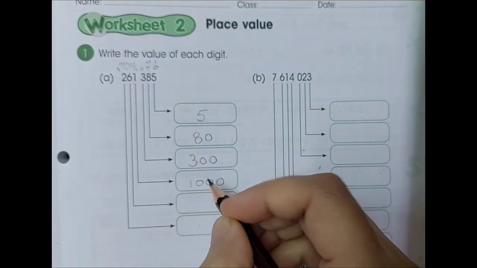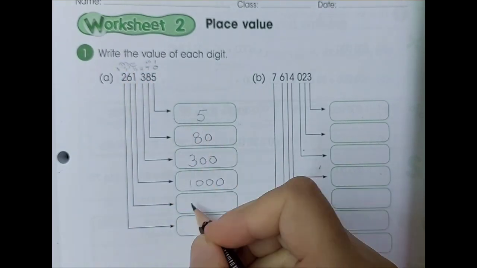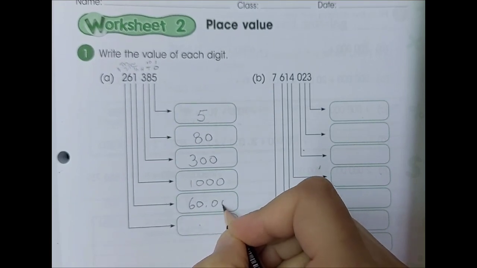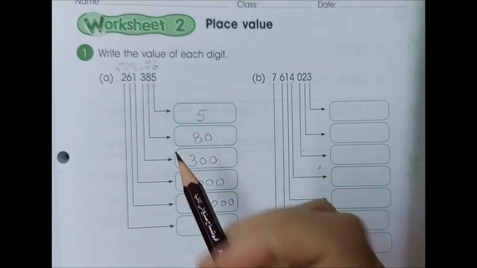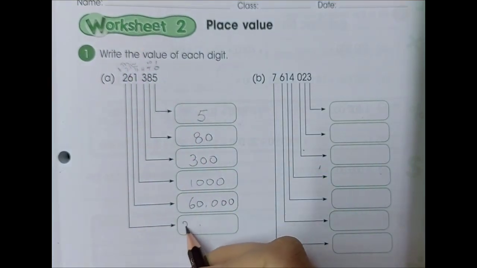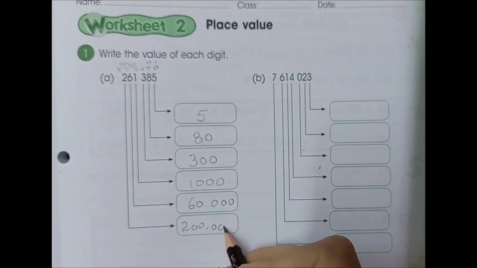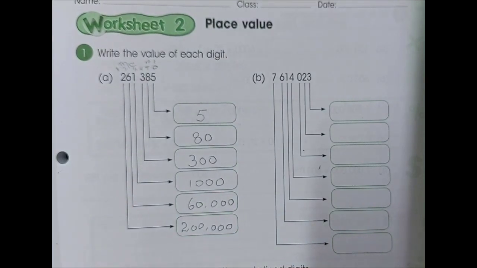1000. Okay, 6 is under 10,000, it will become 60,000. And 2 is under 100,000, so 2 will become 200,000, and for 1000 we have to put 3 zeros. Okay, so this is the solution of part A.